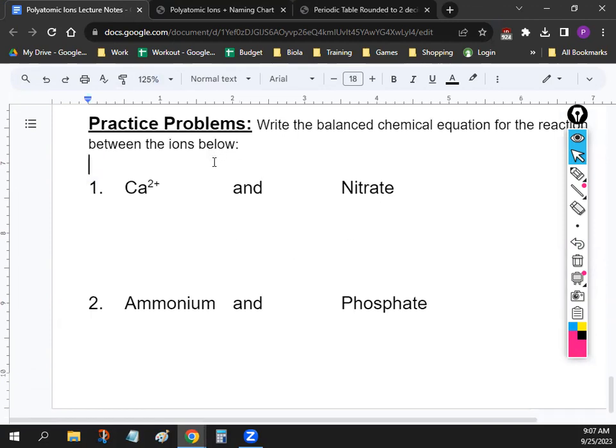All right, so we're going to be writing the chemical equation for the reaction between these ions. So let's start with the first one. We start with Ca2+, and it's going to be reacting with nitrate. So I want you guys to go on that new half sheet that you just got, and write down the formula for nitrate, okay?